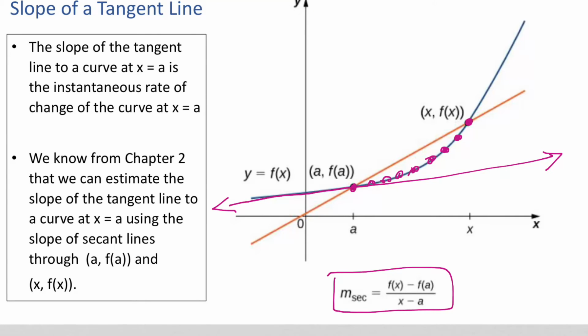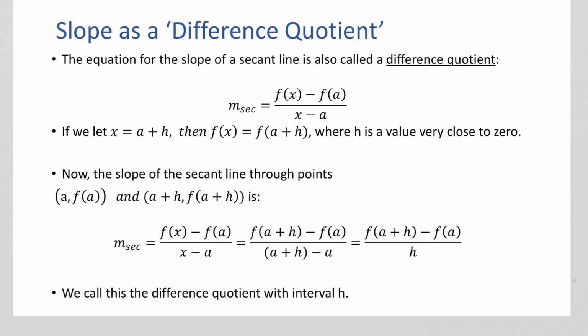So as we move that point closer and closer to a, we found that we could converge on the slope of the tangent line at the point a, f of a. All right, so now we're going to talk about the slope of the tangent line from another perspective. So now let's talk about slope as a difference quotient.